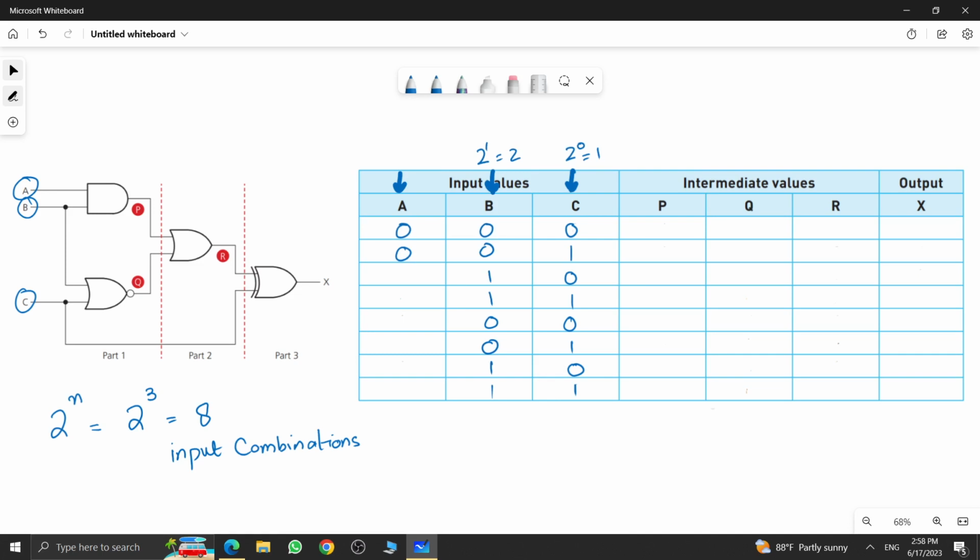So it means 2 zeros, 2 ones, 2 zeros, 2 ones. And the third column will be 2 raised to the power 2, which is 4. So it is 4 zeros and 4 ones.